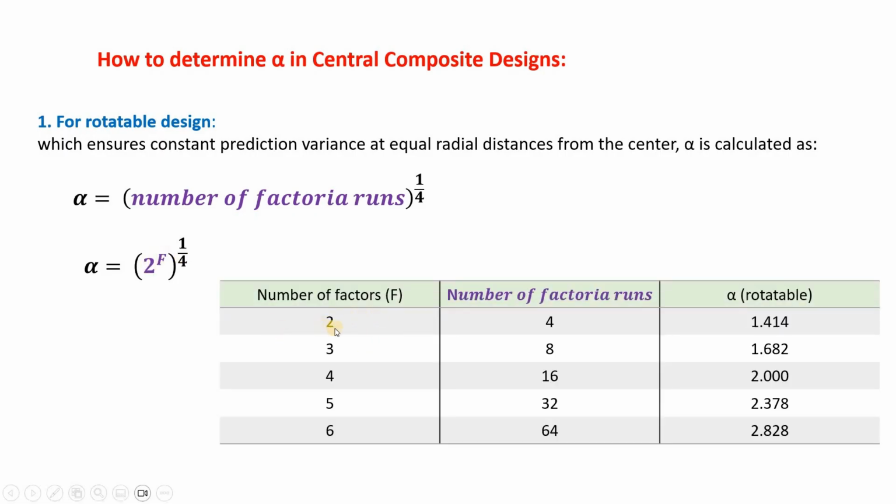If we have 2 factors, the total factorial design will be 4. This one is the factorial design, not a composite design. So the alpha value will lie at this value. Again, as the number of factors increases, the full factorial value will increase, and then the corresponding alpha value will also increase.